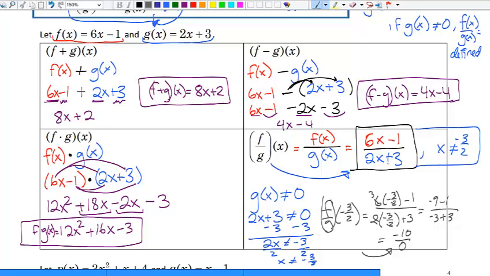So my function truly is the 6x minus 1 over 2x plus 3 as long as we pick any x in the whole entire world except negative 3 halves. Negative 3 halves is the only value that will not work. So you don't actually have to plug in the negative 3 halves. I was just doing that to show you why it got you an undefined answer. And because it's undefined, it is not part of our domain for that function.